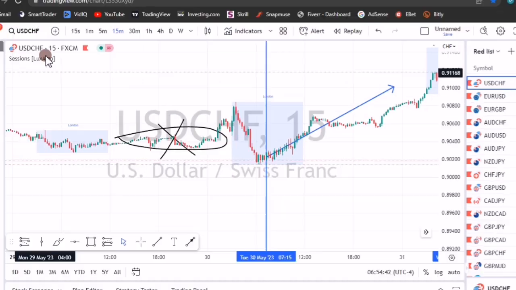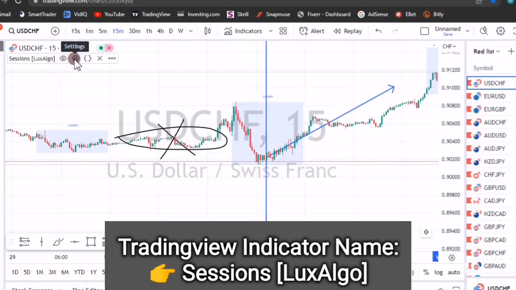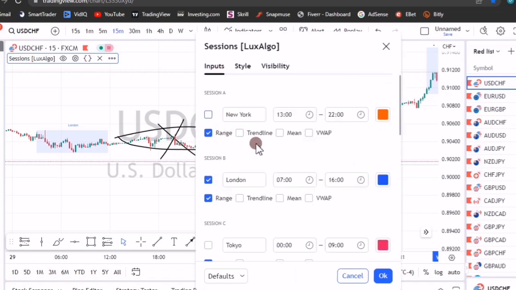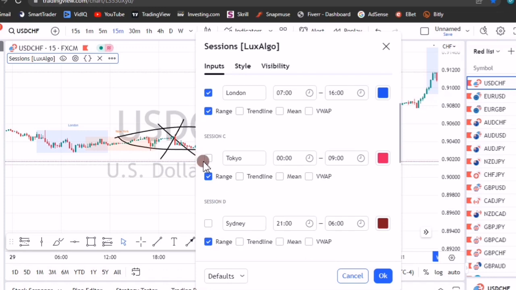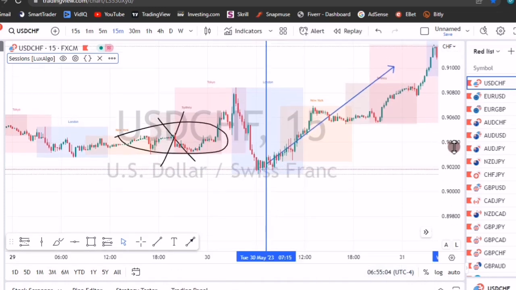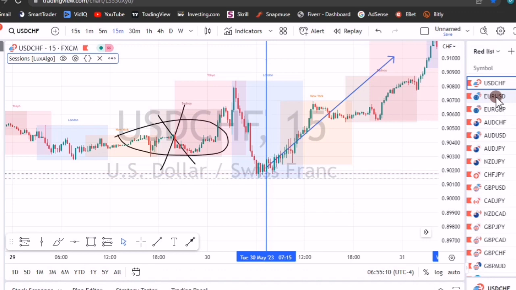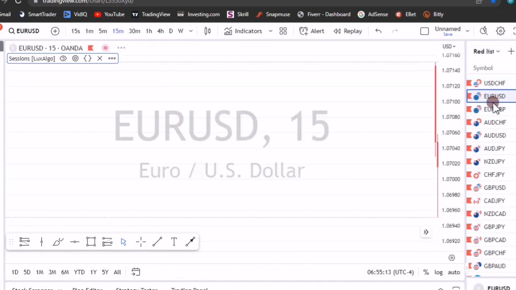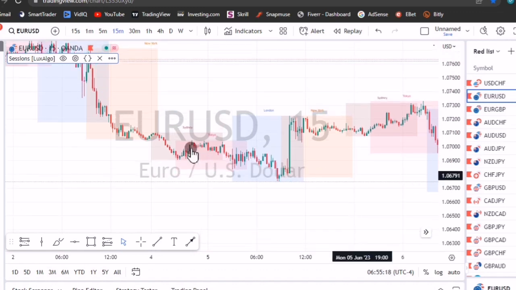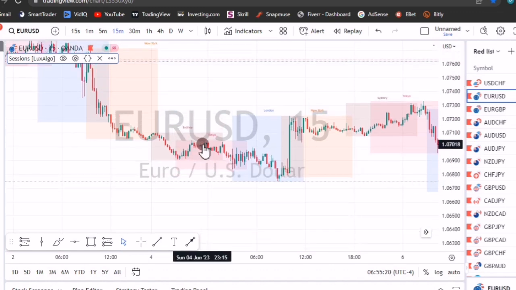let me just show all the sessions. Let's go to settings. When you get to settings, let's say inputs, you activate the New York session, you activate Tokyo and Sydney, and then you click OK. These are the other sessions. And then you go through each and every pair. Try to notice the places where price is moving and the places where price is sleeping.